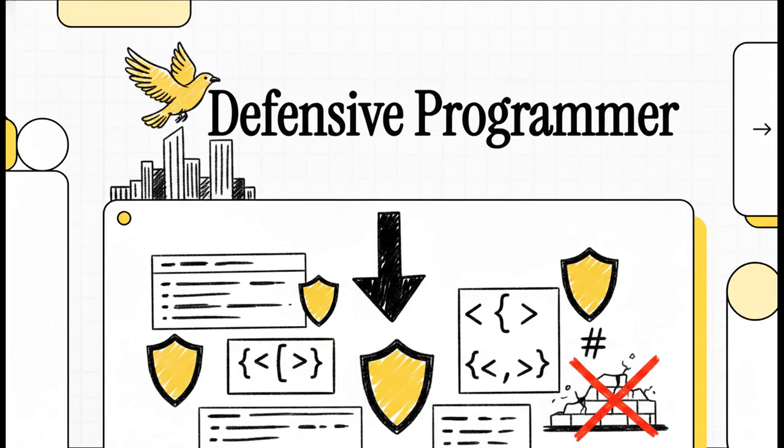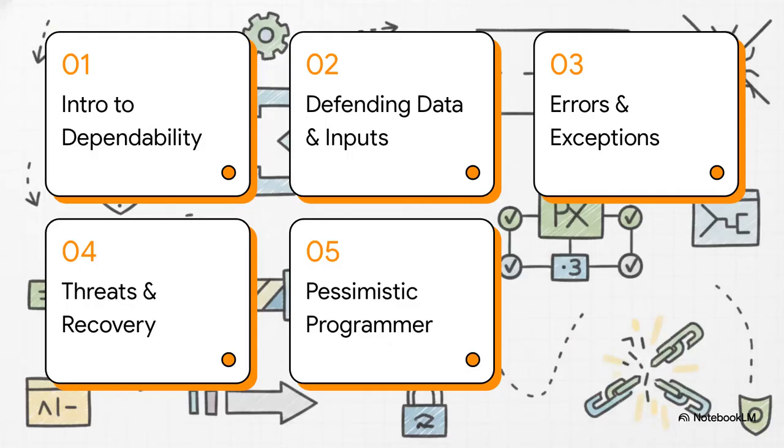Because, honestly, at the end of the day, a brilliant architecture means absolutely zero if the code running underneath it is fragile. Here is a roadmap for today's explainer. We're going to kick things off with an intro to dependable programming, then move into defending data and inputs, managing errors and exceptions, handling external threats and recovery, and finally, we'll wrap up with the concept of the pessimistic programmer.